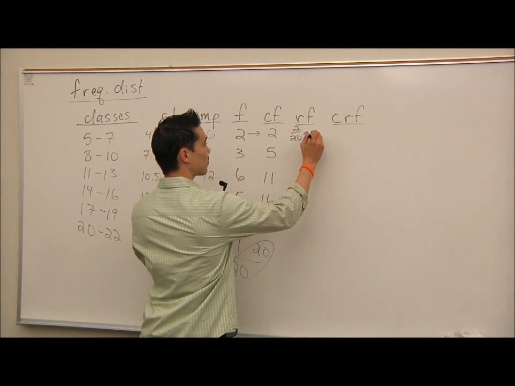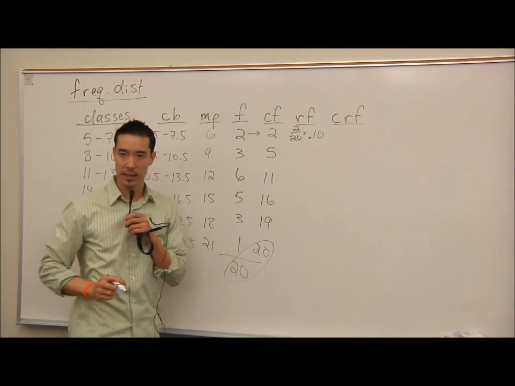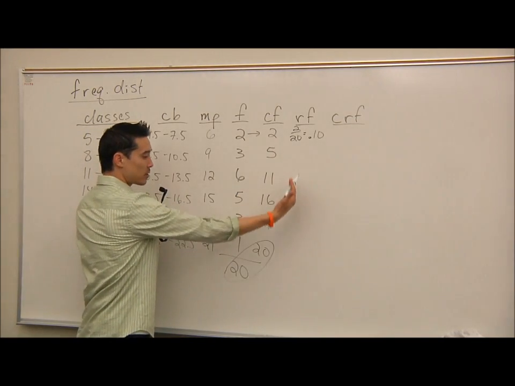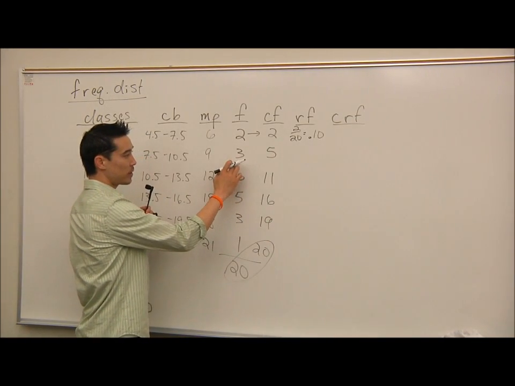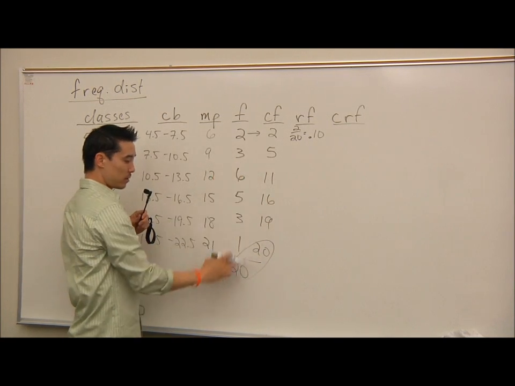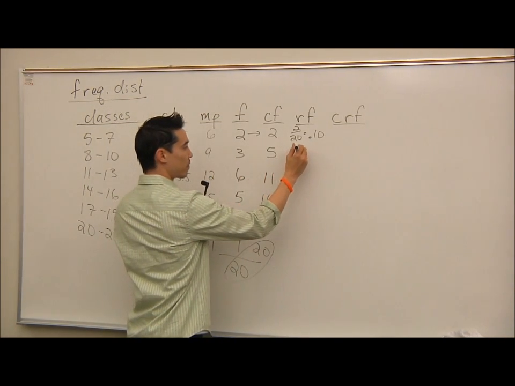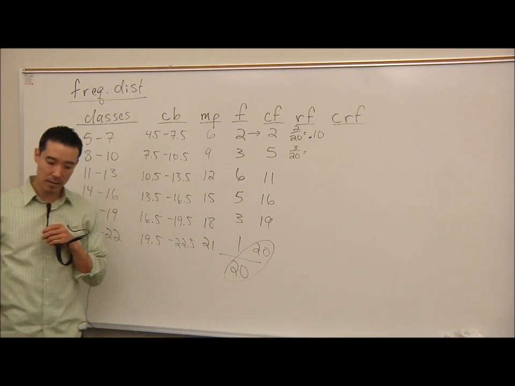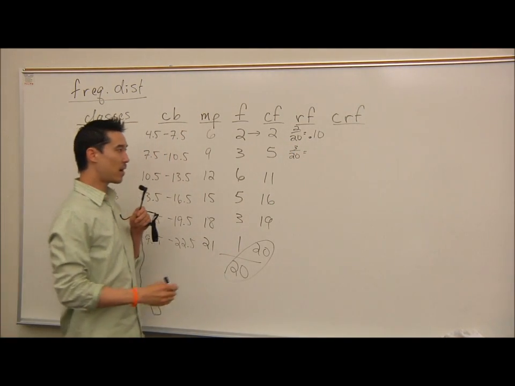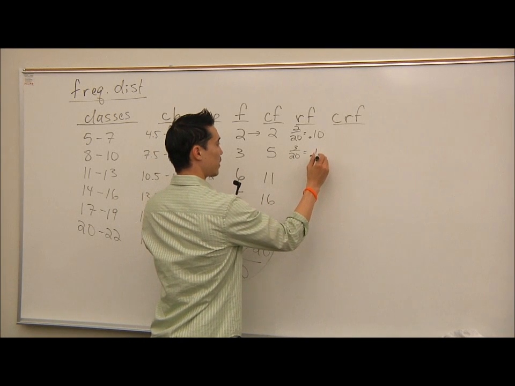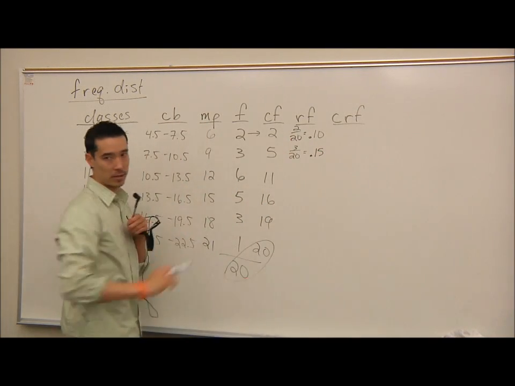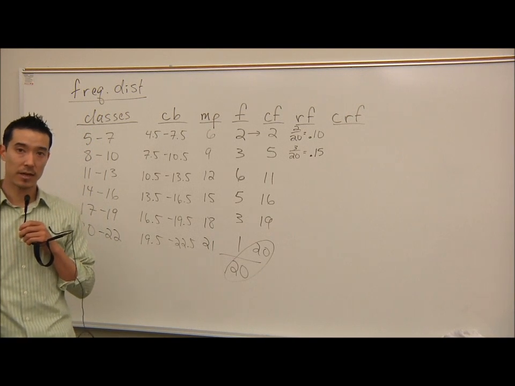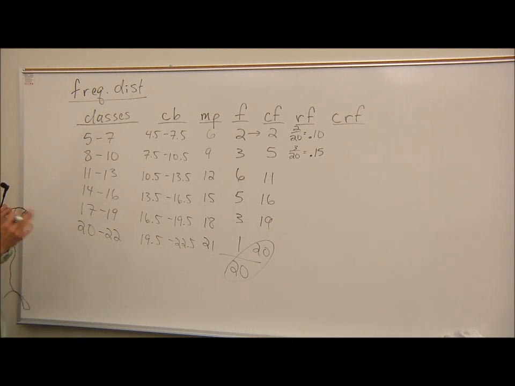Yeah, 0.10, or 10%, okay? So I'd like you to go ahead and finish this whole column. The next one's going to be 3 people divided by 20. Okay, and then just take that to your calculator. That should be 0.15. And go ahead and finish the relative frequency column. So it's the proportion or percentage, okay, as opposed to just the actual number.